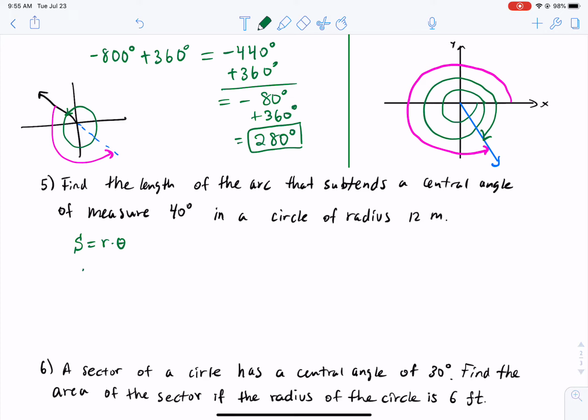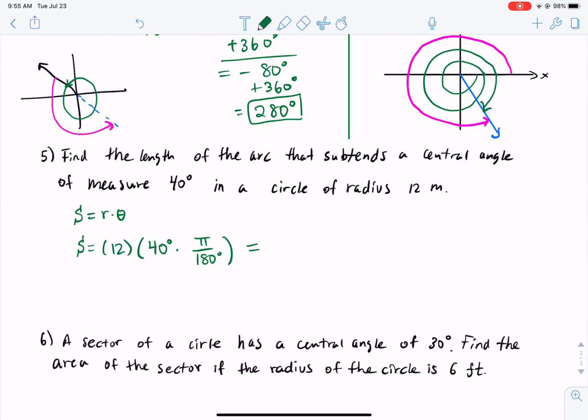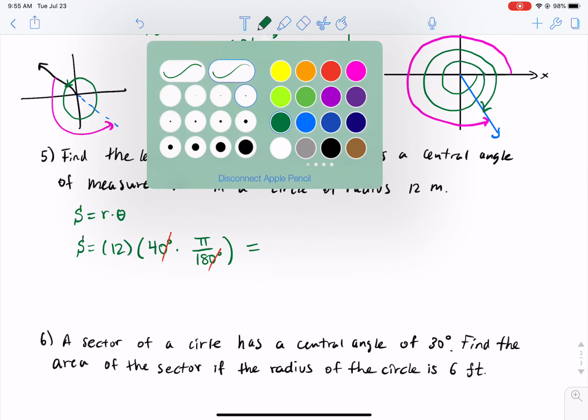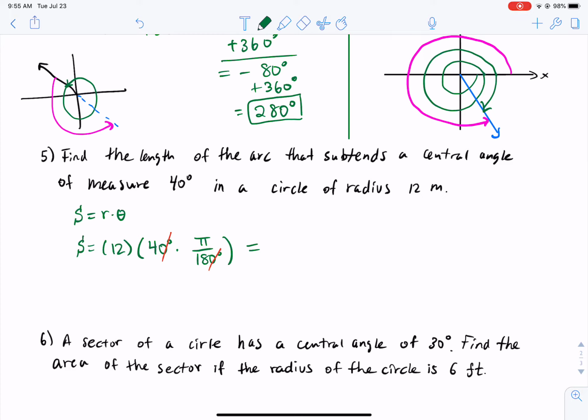So let's see, S is going to be R, the radius for this one is 12 meters, and theta is 40, but this is in degrees. We have to multiply this by pi over 180 degrees, just because we have to measure this in radians. So we are going to have, I think the degrees cancel out and the zeros cancel out, right? And can we simplify the 4 over 18? I think we can, right? Yeah, 2 and 9. So let me write it like this: 12 times 4 times pi over 18, right?